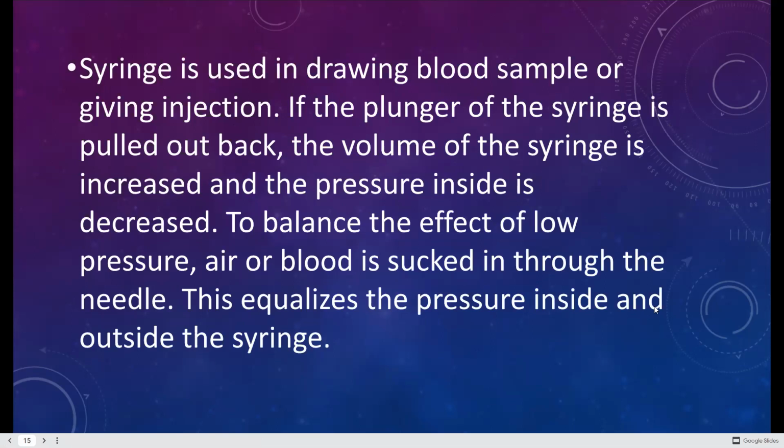The one that I used a while ago with the example, a syringe is used for drawing blood samples or giving injections. If the plunger of the syringe is pulled back, the volume of the syringe is increased and the pressure inside is decreased. To balance the effect of low pressure, air or blood is sucked through the needle. This is to equalize the pressure inside and outside the syringe. This is now the state of equilibrium.